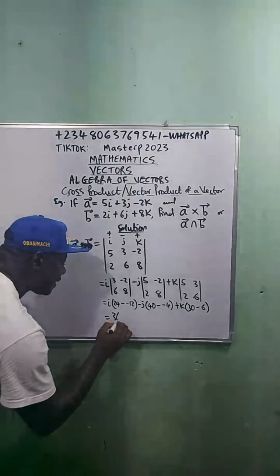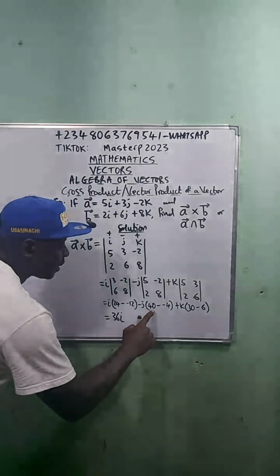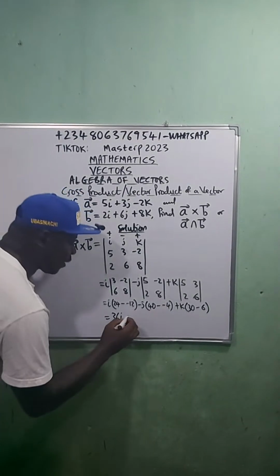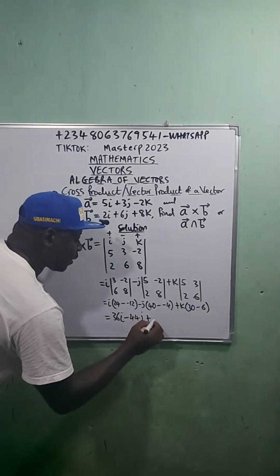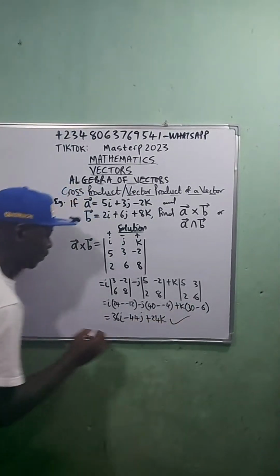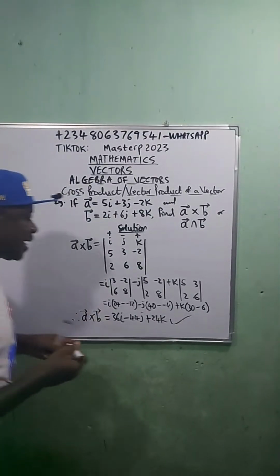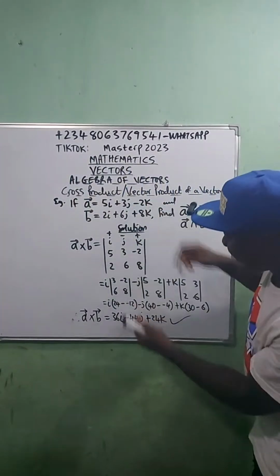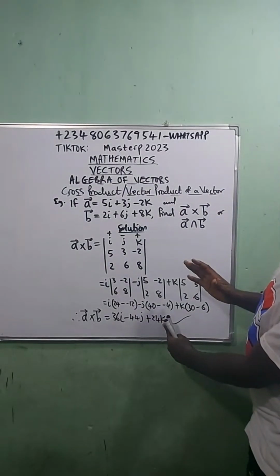So this is 36i. Then here, minus times minus is plus. So 40 plus 4 is 44. That will be minus 44j. Then here will be plus 30 minus 6 is 24, so 24k. So you will say, therefore, vector A cross vector B is this. This will be the answer. So that's what we call cross product or vector product, because at the end, the answers will have the unit vectors i, j, and k in their respective directions.